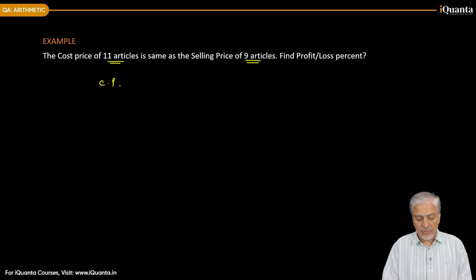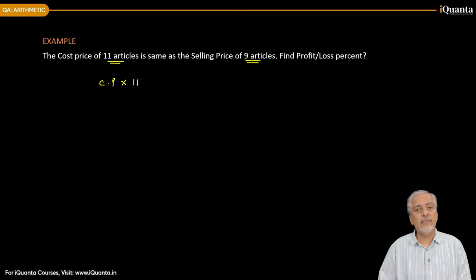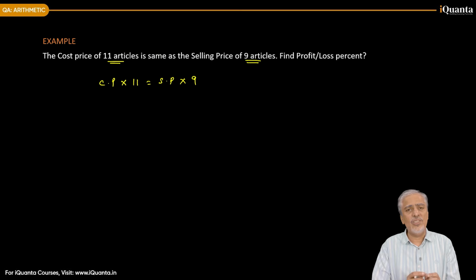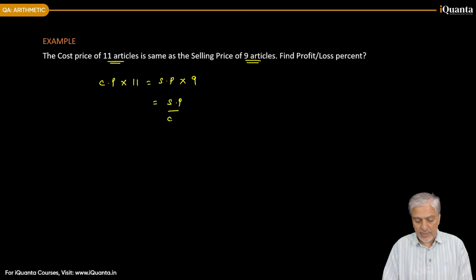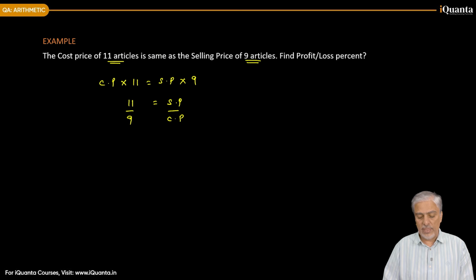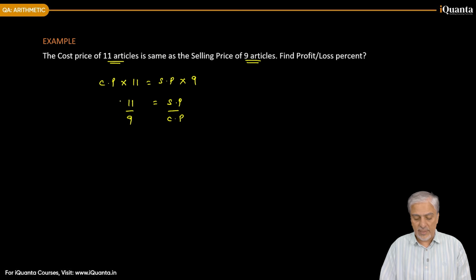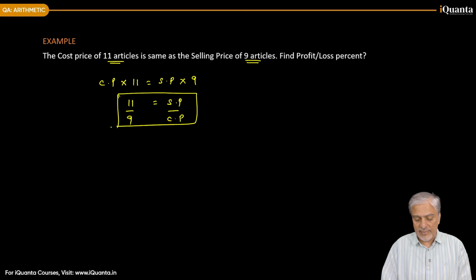Cost price of 11 articles is equal to selling price of 9 articles. We've just written that English into maths. We converted that. Cost price multiplied by 11 is equal to selling price multiplied by 9. Convert this to a ratio. So if I want to write selling price as it is, I want to bring this cost price down. Here 11 remains as it is, 9 will come down, right? You can check after cross multiplying, you're getting the same thing. So we've got a ratio where selling price upon cost price is 11 by 9.